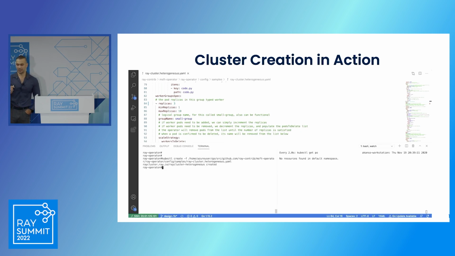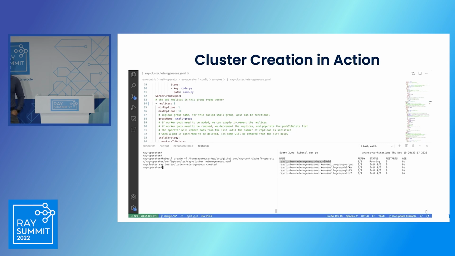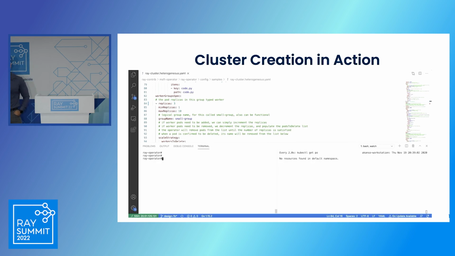So in the next slide, I'm going to show some experimental results. And in this particular case, we had two different groups. We have a medium group and a small group. The small group has 3 instances. The medium group has 1 instance. And this is how easy it is for a user to set up a Ray cluster. It's just a kubectl create command passing some YAML file.